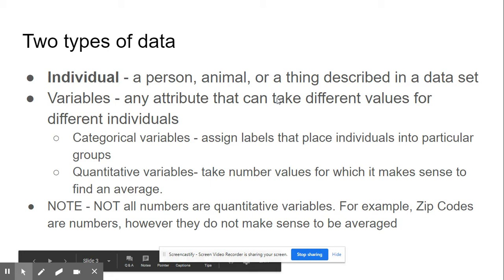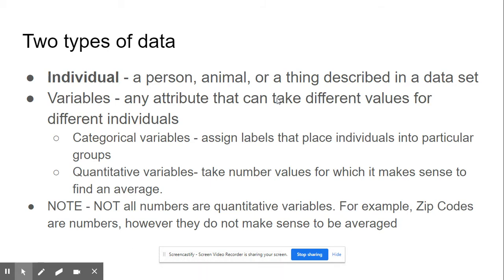When you're collecting data, there are two types of data. There are individuals, which are a person, animal, or a thing described in the data set. And there are variables, which are any attribute that can take different values for different individuals. There are two types of variables.